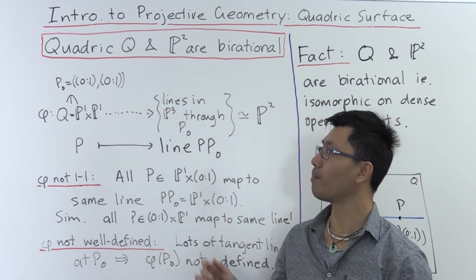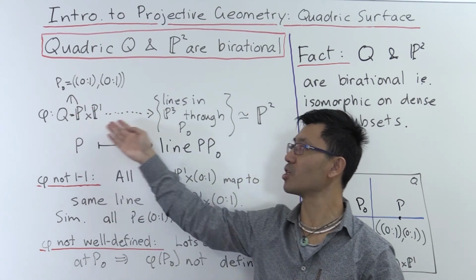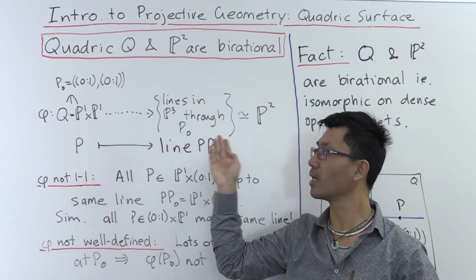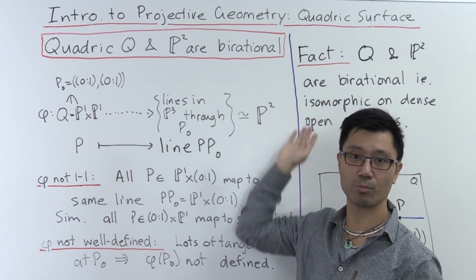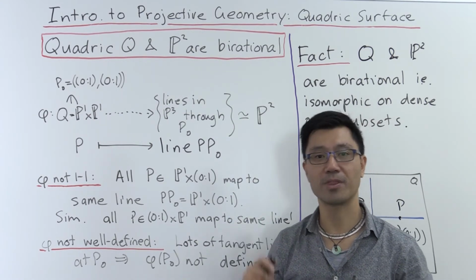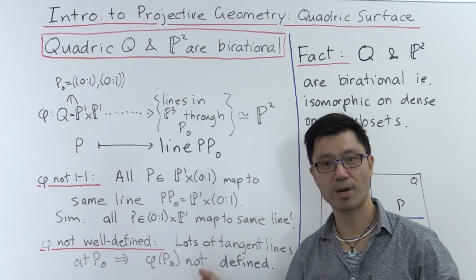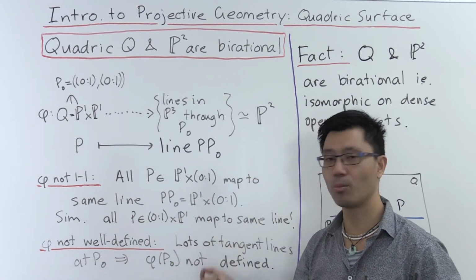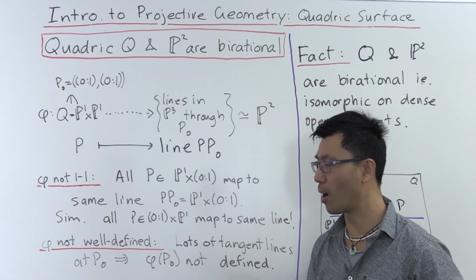If you throw away some points of the quadric surface, that image inside here is injective, and it surjects onto some open subset of the projective plane. So they are closely related, but they're not the same. If you want to see more precisely what is the relationship, then we have to look at a more complicated and interesting geometric construction called the blowup.